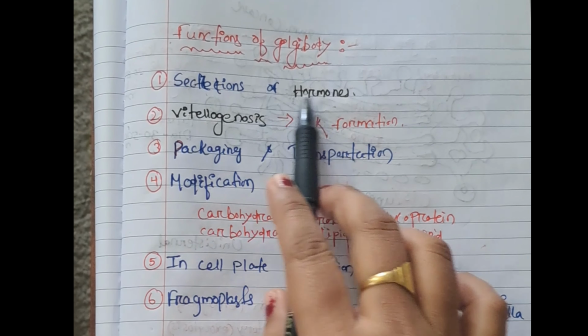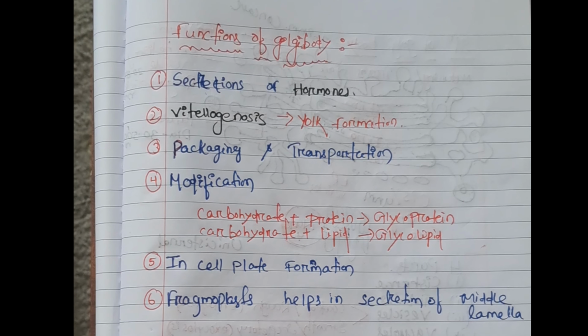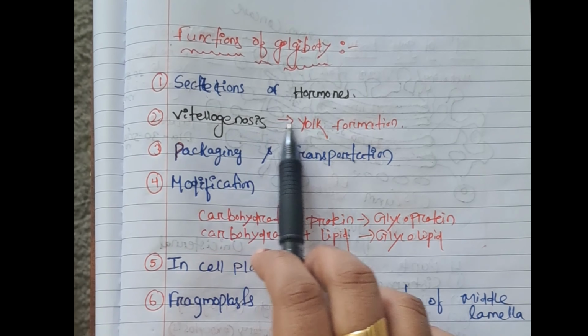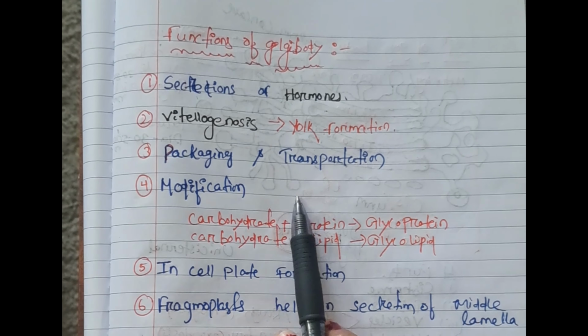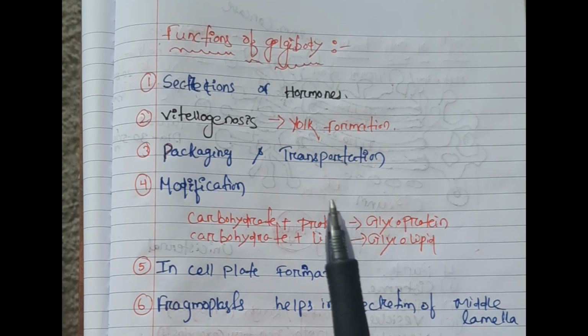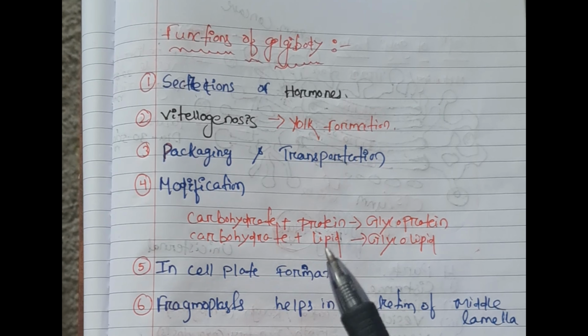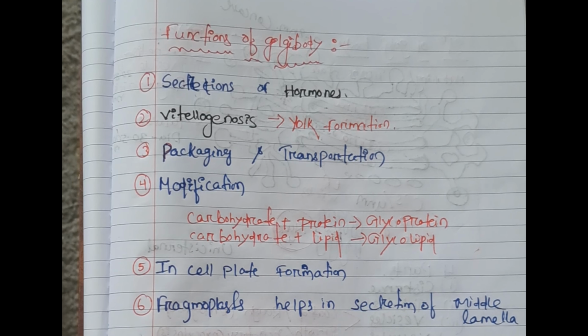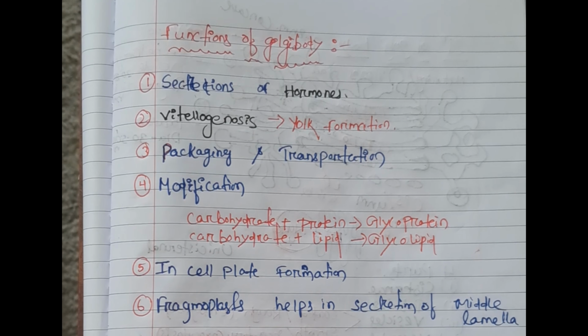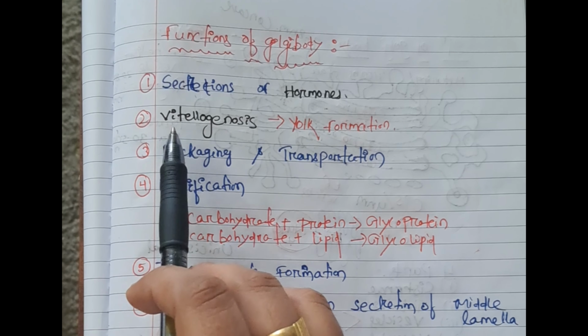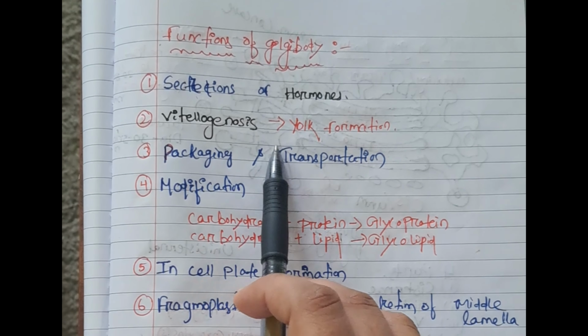What are the functions of Golgi body? Let's discuss. First one is the secretion of hormones. Golgi body secretes hormones like thyroxine and also some other substances like collagens of connective tissue, polysaccharides of goblet cells, etc. And second one is it also helps in the vitellogenesis.